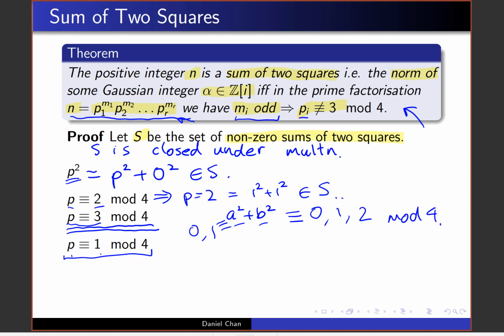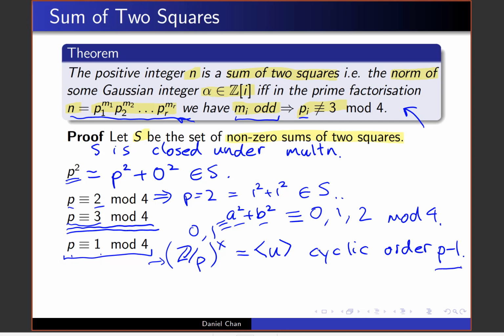Okay, so the first thing I want to do is I want to have a look at Z mod p. Okay, so this is the field, and if you look at the units inside that, the units inside this finite field turns out to be a cyclic group. So this equals, say it's generated by u, cyclic of order p minus 1. So of course this multiplicative group here is just the non-zero elements, and since Z mod p has p elements, this multiplicative group has order p minus 1.